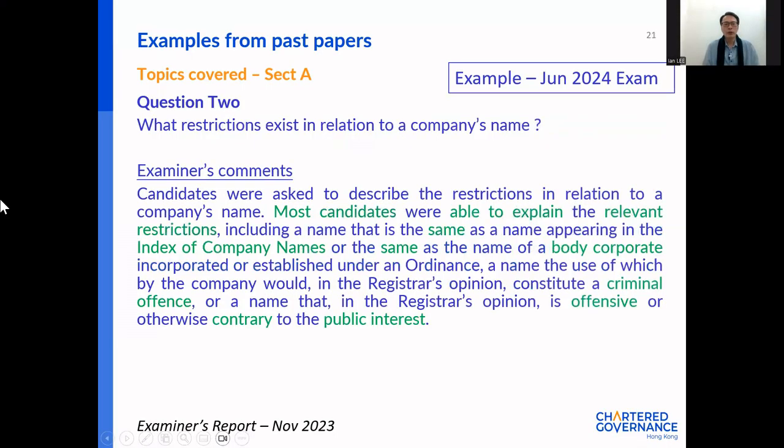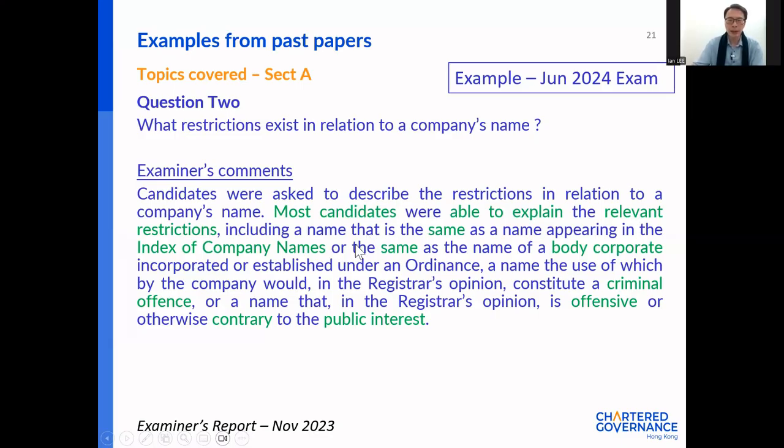Okay, so what restrictions exist in relation to a company's name? So according to the examiner, candidates were asked to describe the restrictions in relation to a company's name. Most candidates were able to explain the relevant restrictions, including a name that is the same as a name appearing in the index of companies. So that's most important. If you set up a new company and you want to know which name you can use, of course you cannot use the same name. So that's the reason why they have this requirement.